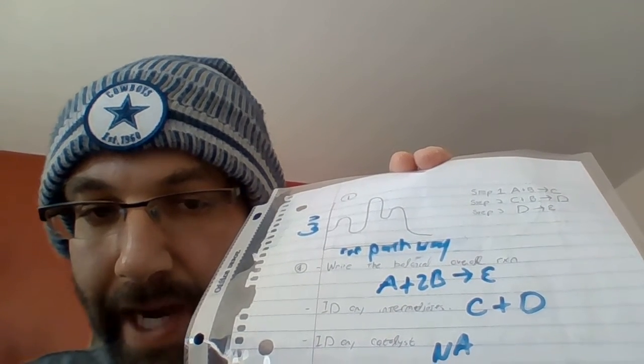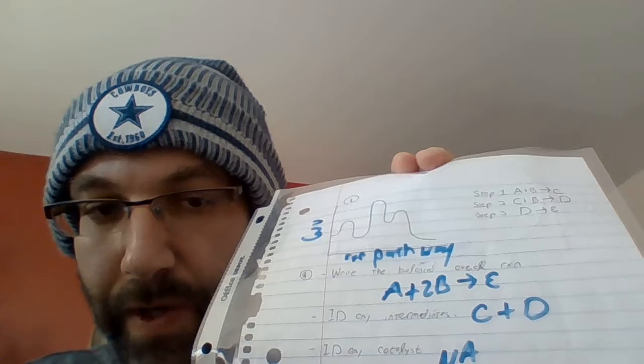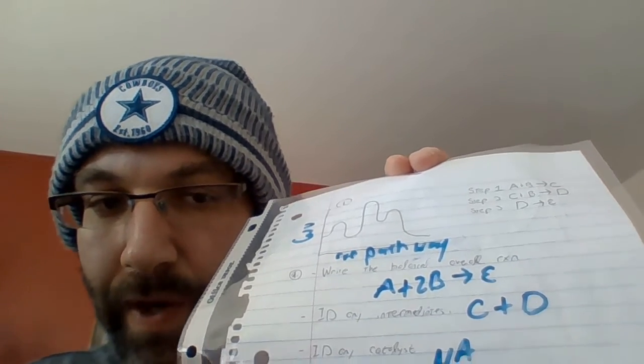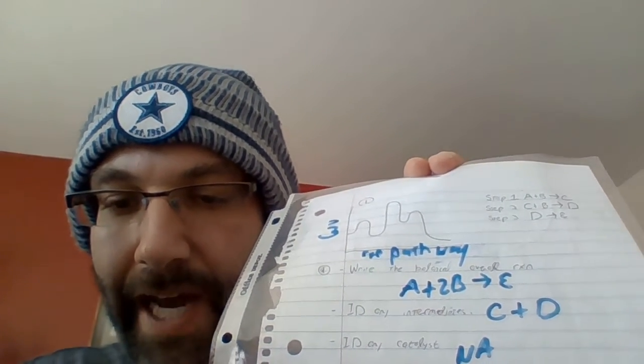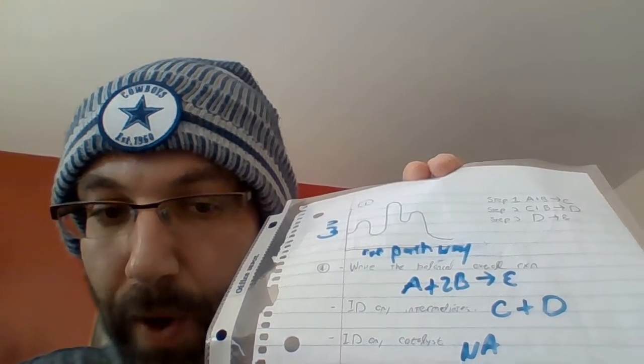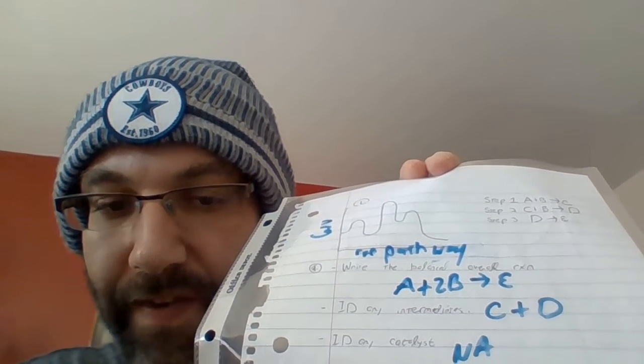Catalysts, we have no catalyst for this reaction. There is nothing that we start with as a reactant and then is also a product at the end. Remember, catalysts, even though they appear in the reaction, they're actually not part of the reaction, but we don't have anything that fits that criteria.